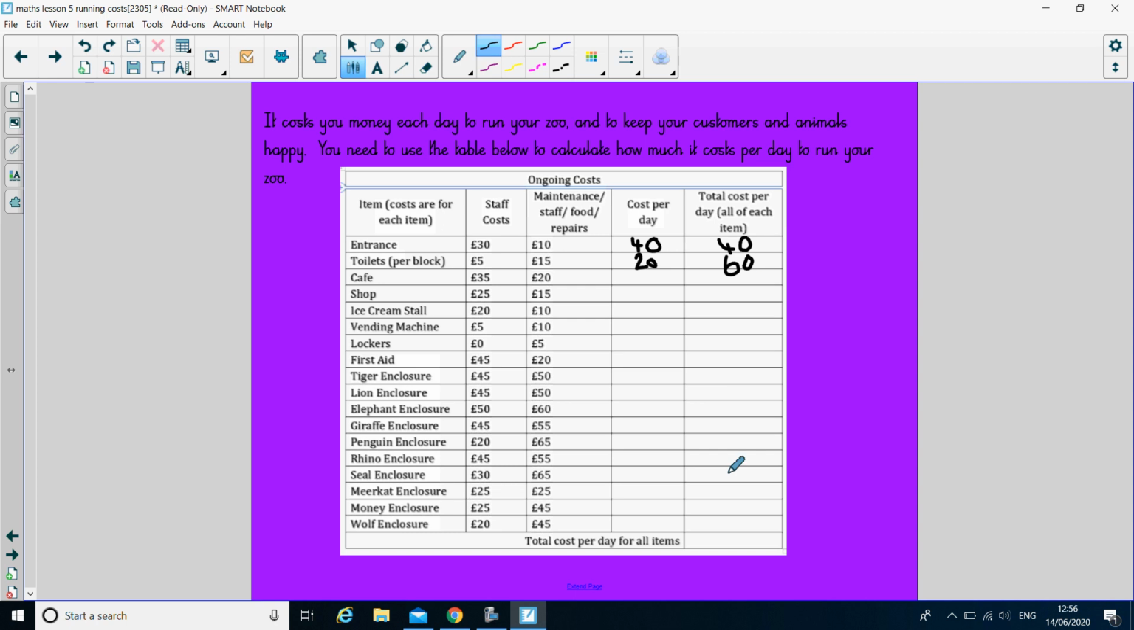When you've done, you're going to need to add up all of the numbers in this column to give you a total. So that's going to be quite a big addition that you're going to be doing. I would recommend when you get your total, do it one more time just to make sure you've got it right, because it's quite easy to make a mistake when you're adding up so many numbers all together.